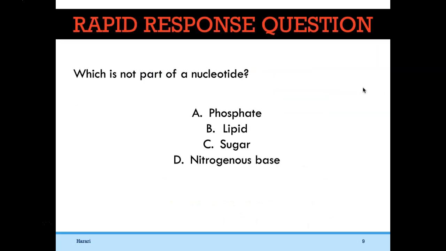Which is not part of a nucleotide? Right, the answer is B. Right, lipids are not parts of nucleotides.